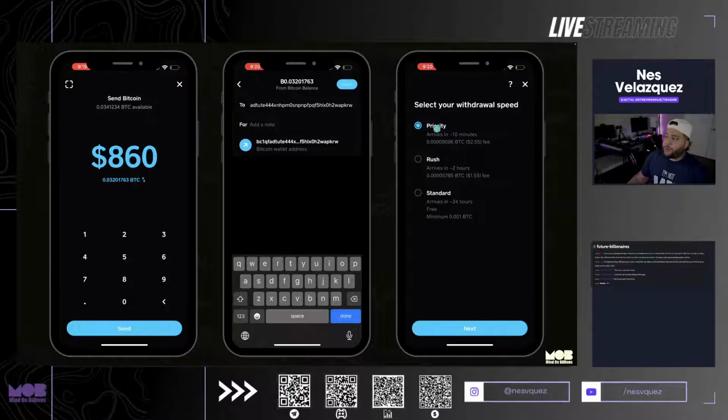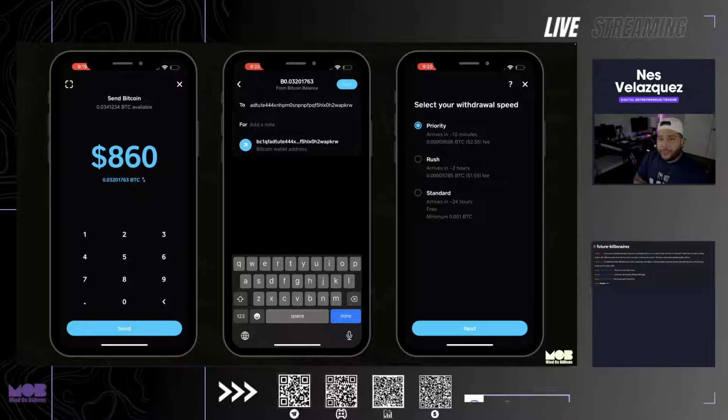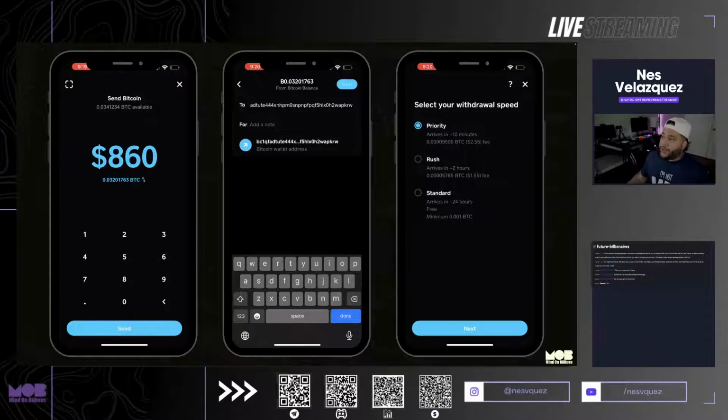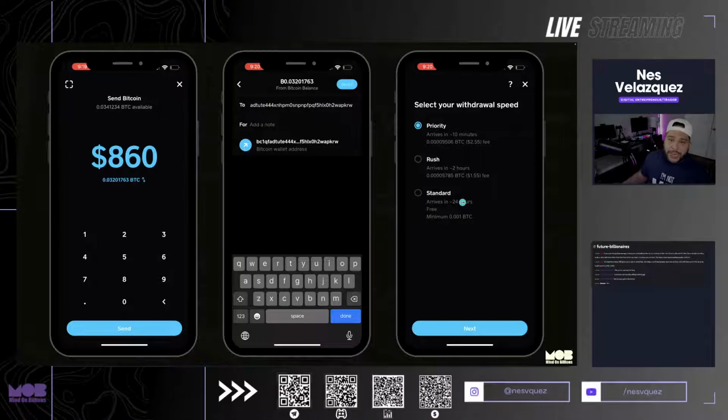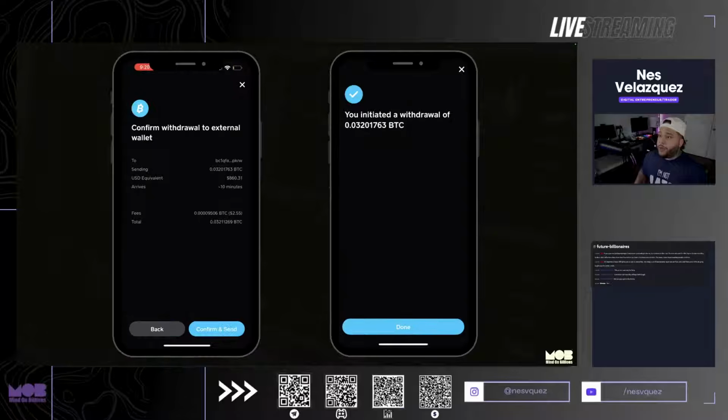And I always choose priority. It is a little bit of a fee, $2.55 in this example, but it is what it is. I get to have this sent within 10 minutes because I want to get going with trading, okay? If you do standard, it's lower cost, but you're going to have to wait 24 hours. Money don't wait for nobody. A lot of things can happen in 24 hours.